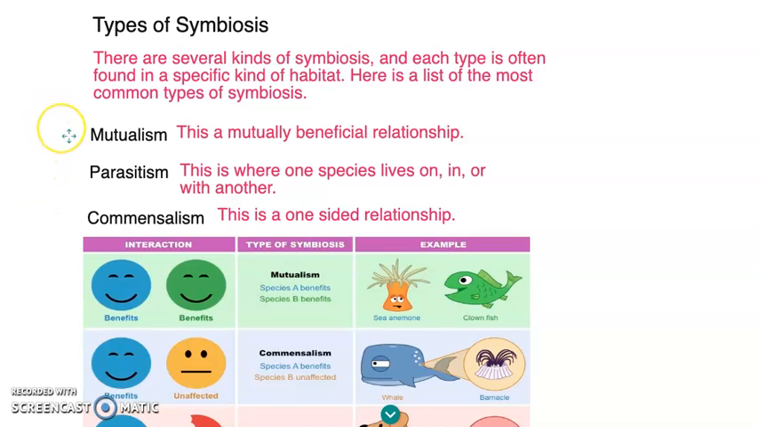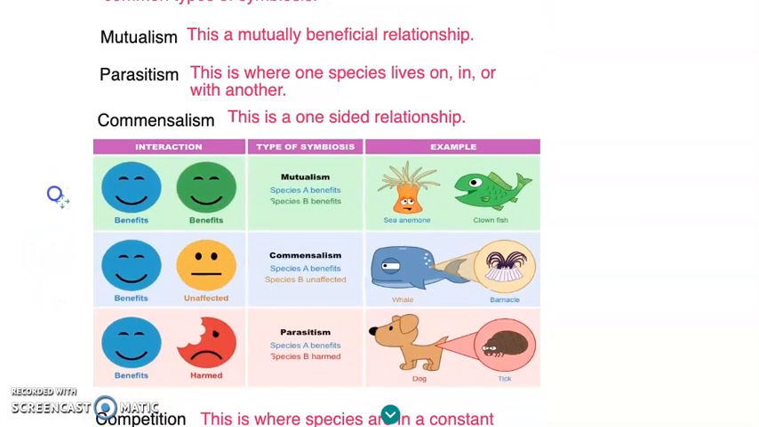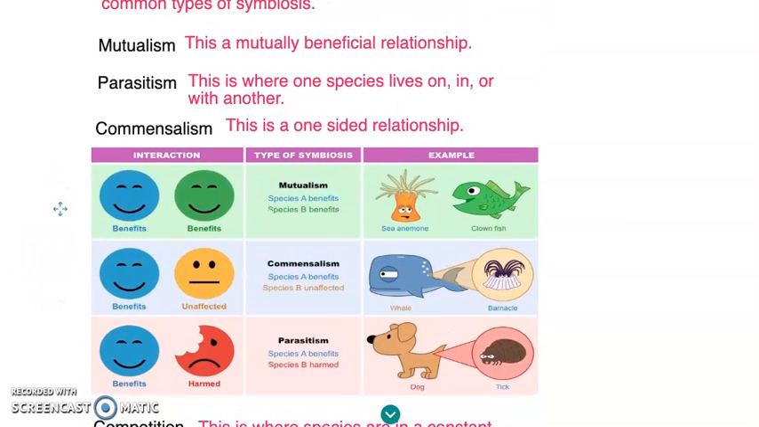So mutualism, this is a mutually beneficial relationship. Parasitism, this is where one species lives on, in, or with another. And commensalism is a one-sided relationship. So only one of them is benefiting at one time. So here I have a diagram with a little bit more detail.